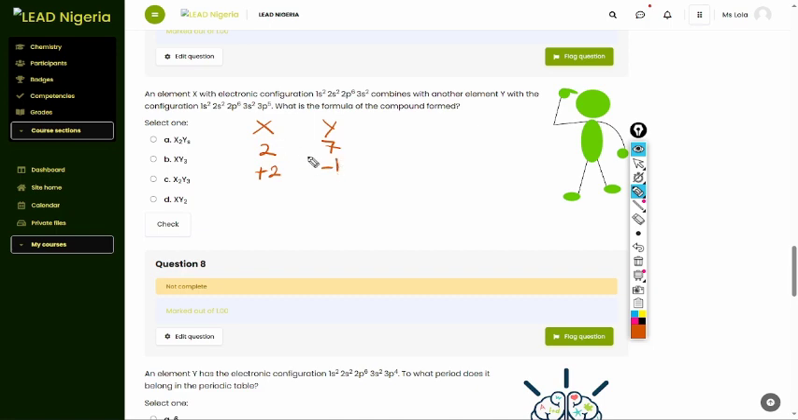So to form a compound here, they exchange valencies. So 1 goes with X and 2 goes with Y. So the compound formed becomes X1, Y2. And we do not usually write the 1, so it becomes XY2. This means the correct answer is D. So go with option D.